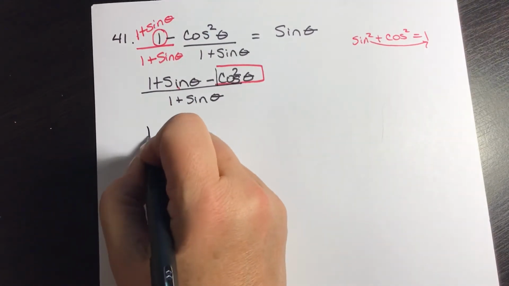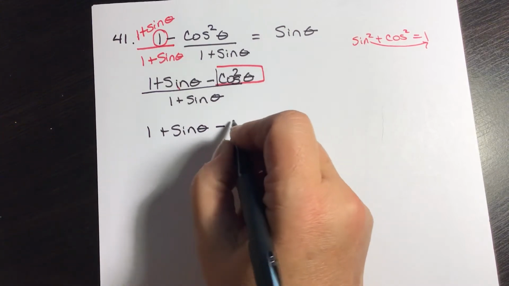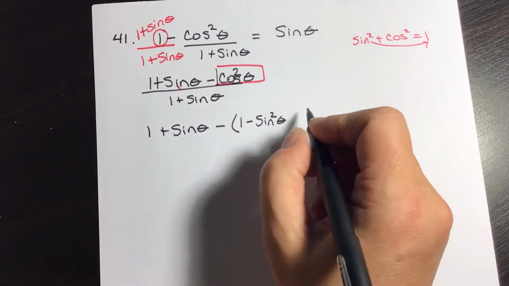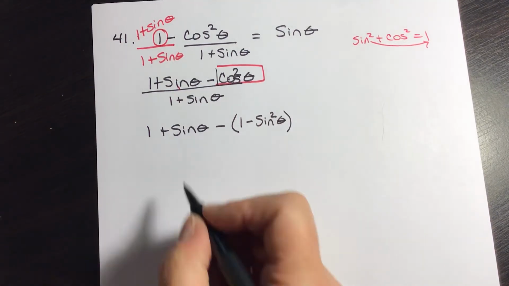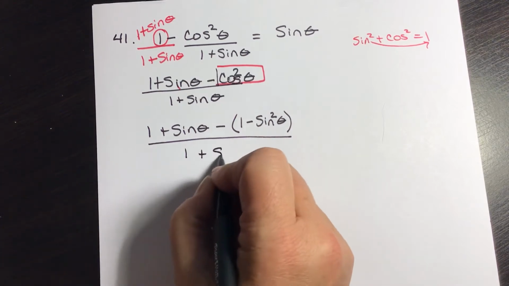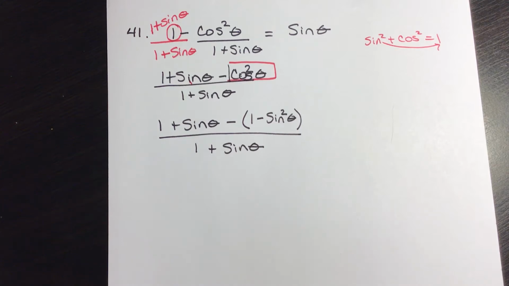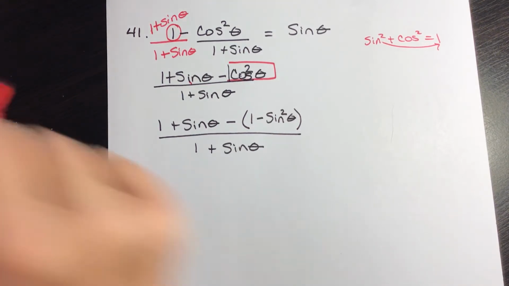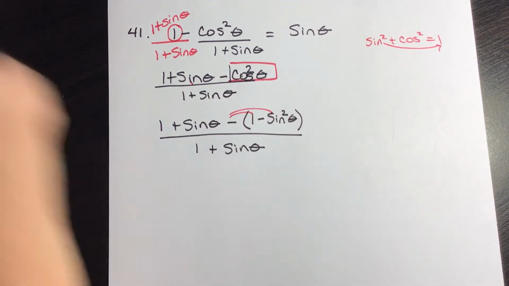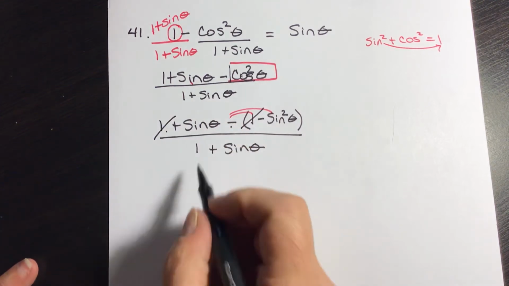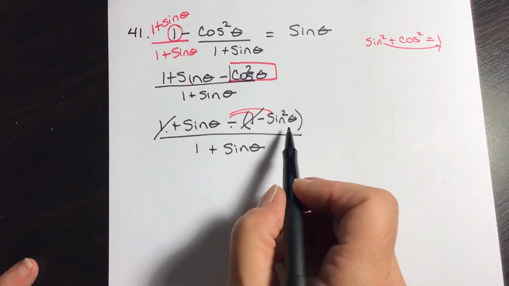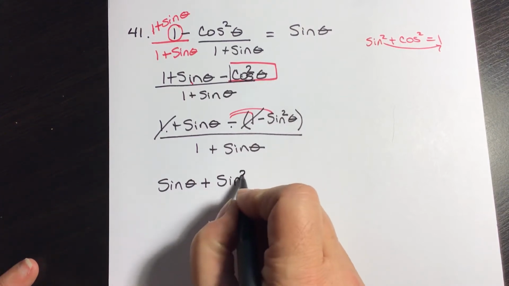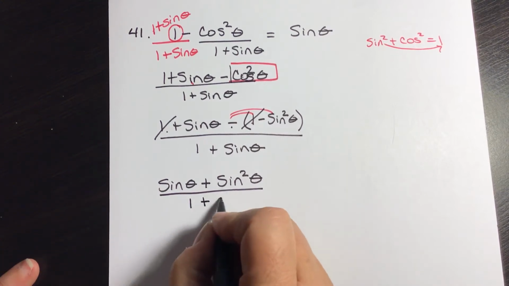So here I'm going to have 1 plus sine of theta minus cosine of theta, which we're going to write as 1 minus sine squared of theta. And this is still a fraction with 1 plus sine of theta on the bottom. All right, so if I get rid of my parentheses, I'm going to subtract 1 and subtract sine squared of theta. So I'm going to distribute this negative. So I have 1 minus 1, those are going to cancel. And then I have sine of theta minus a negative sine squared of theta. Minus negative is going to be a positive sine squared of theta, all over 1 plus sine of theta.